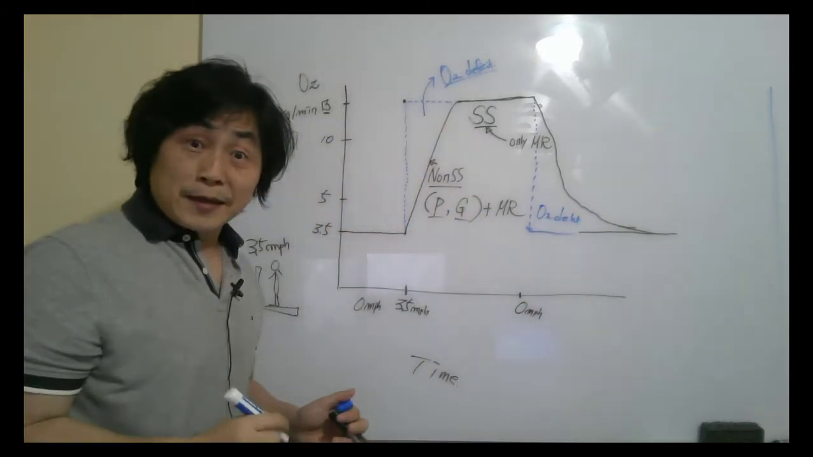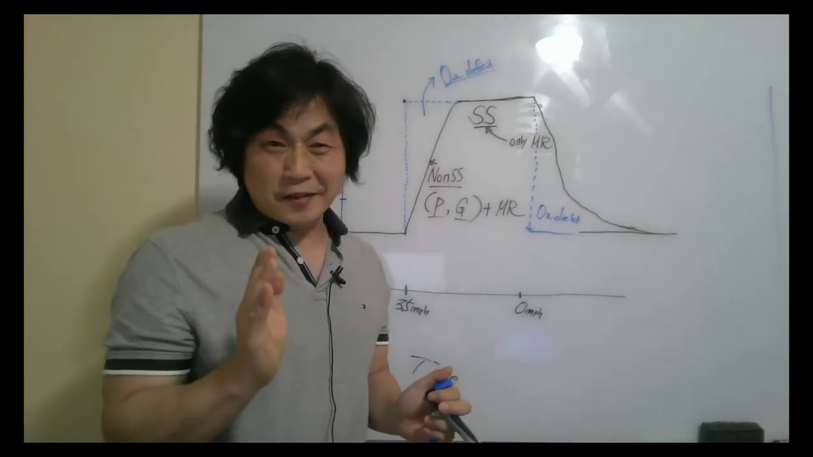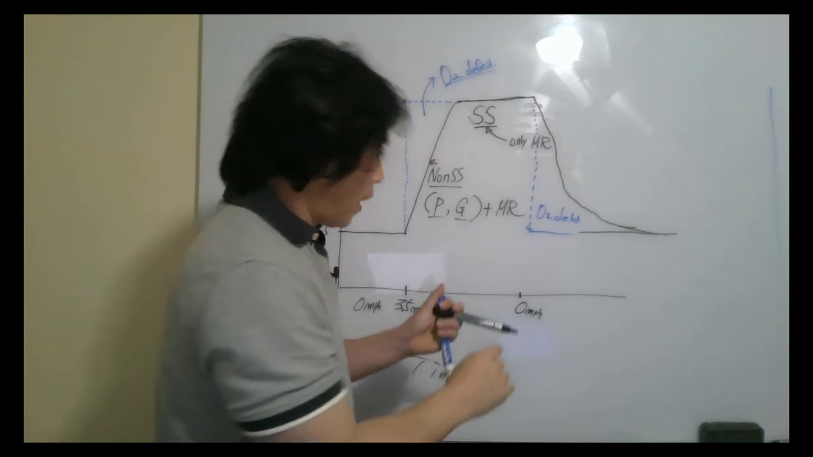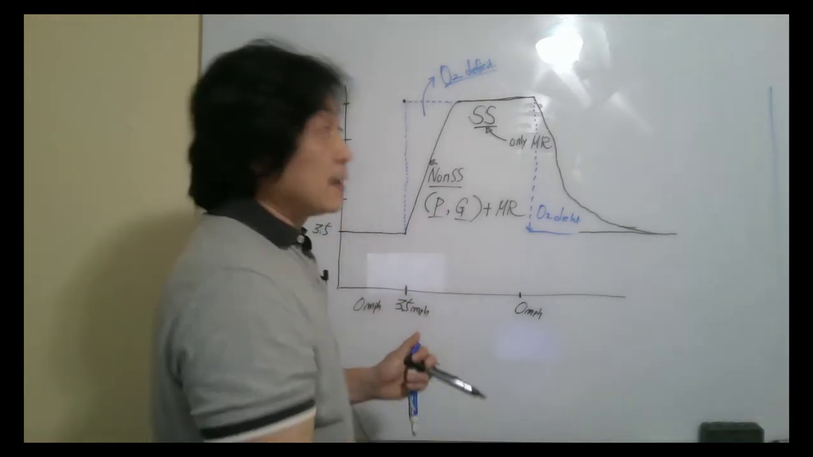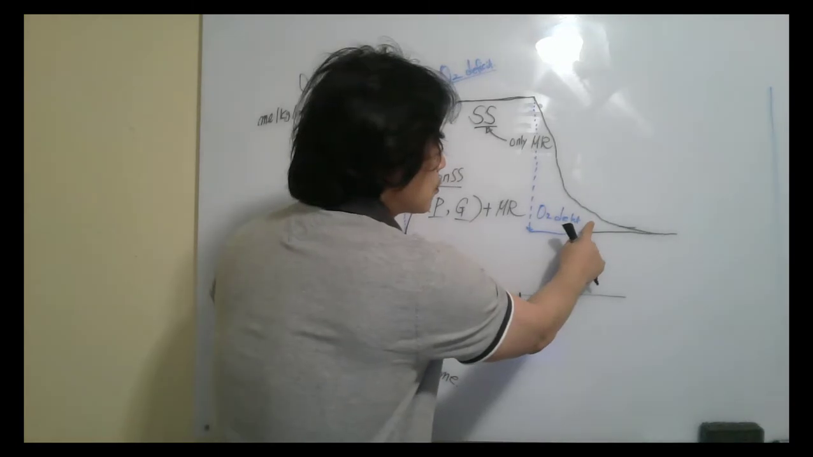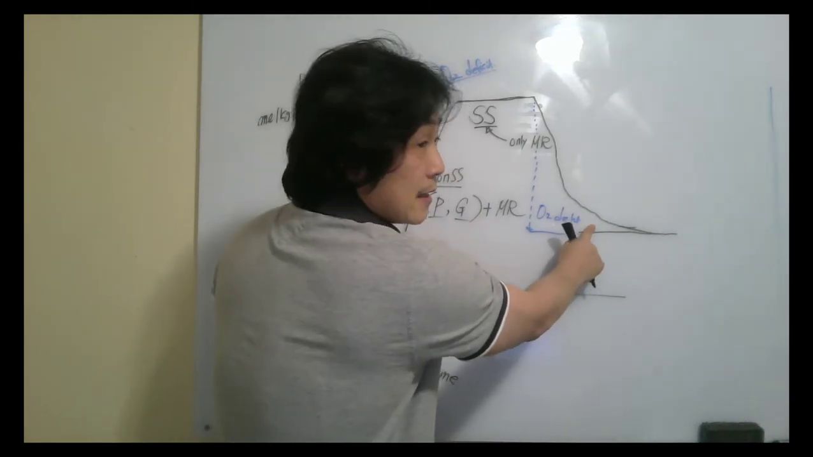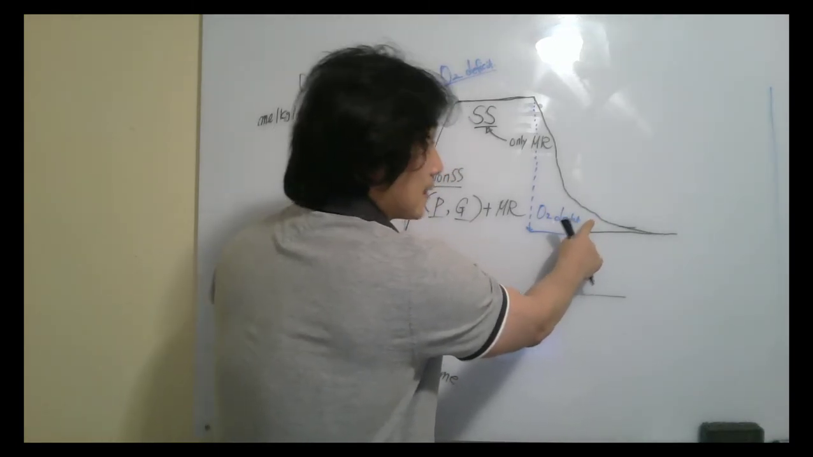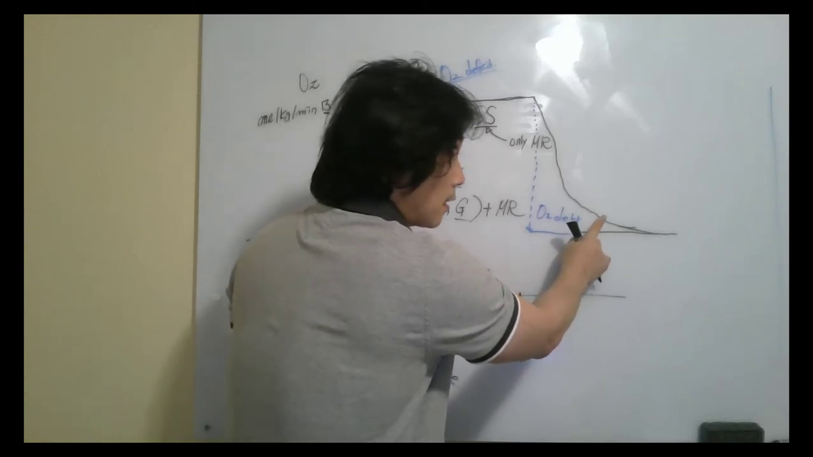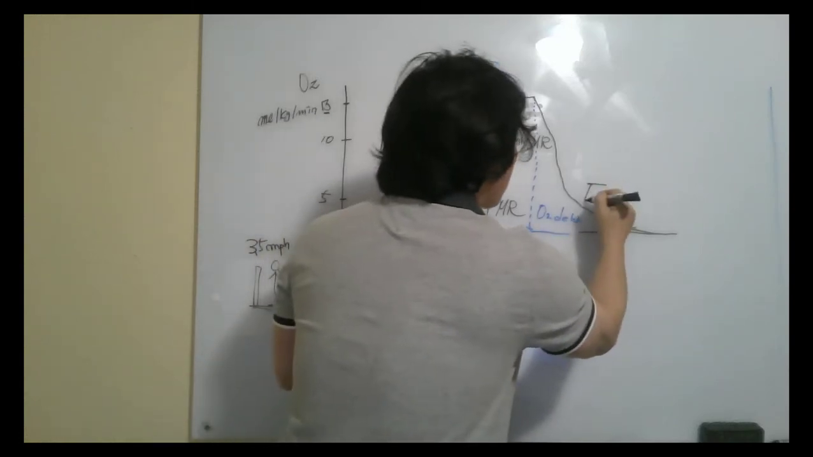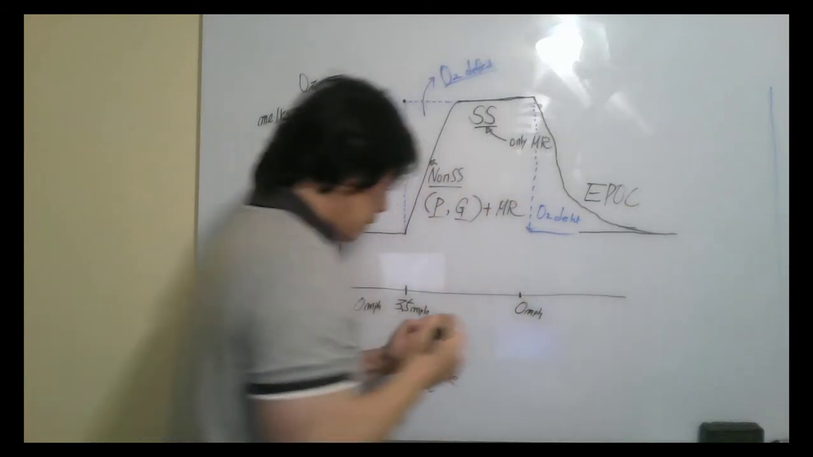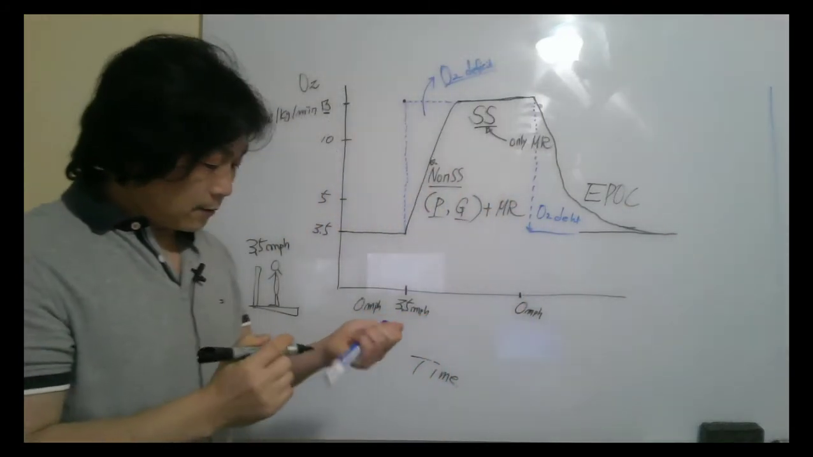How about class? Doesn't make sense. But this is too old a concept. We should be updated. So we call this one post-exercise oxygen consumption, or excess post-exercise oxygen consumption. So we call it EPOC. Right? So how about class?